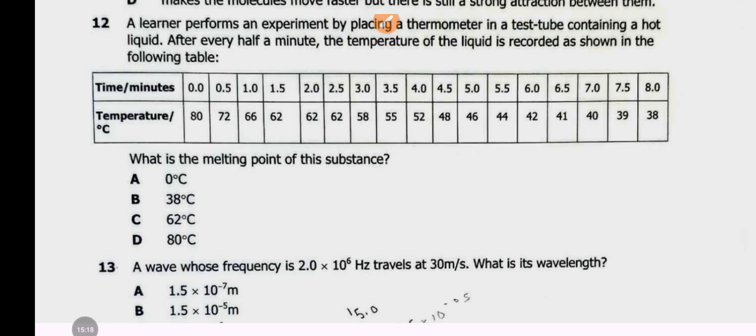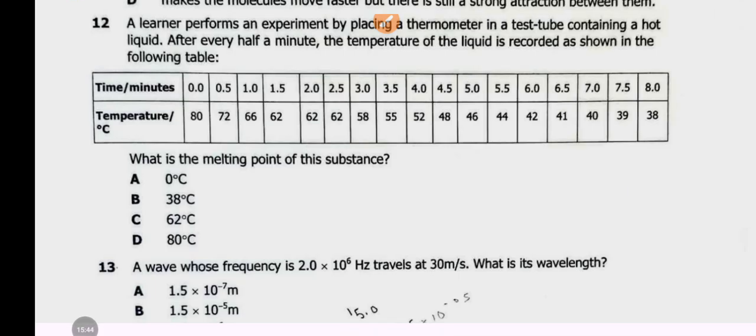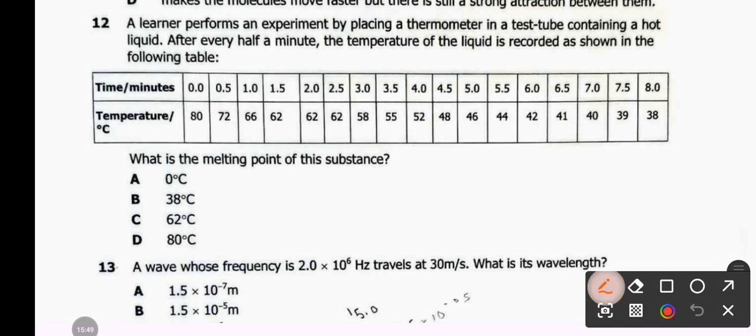Okay, melting point refers to the constant temperature at which a body in solid state changes to liquid. So the key idea there is that the temperature is constant. Therefore, here we just have to find where the temperature is constant, and it's actually at 62. So here you find 62 and there you find 62. So this implies a melting point. So confidently choose option C.